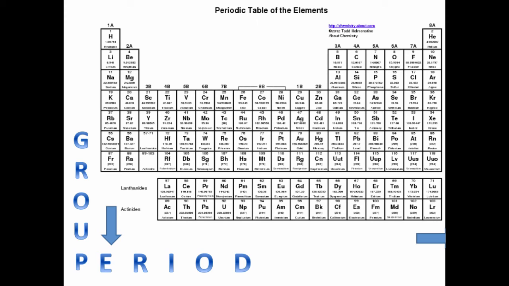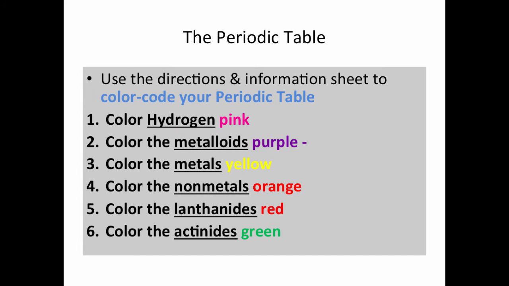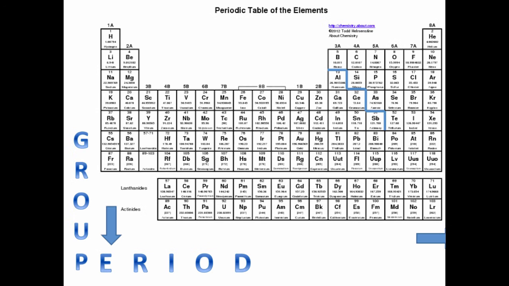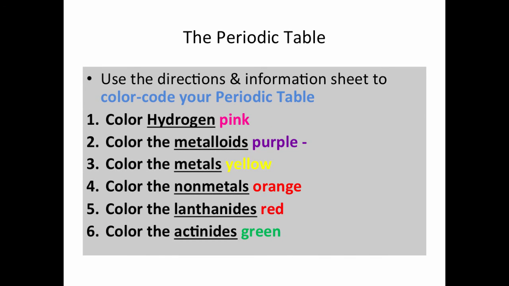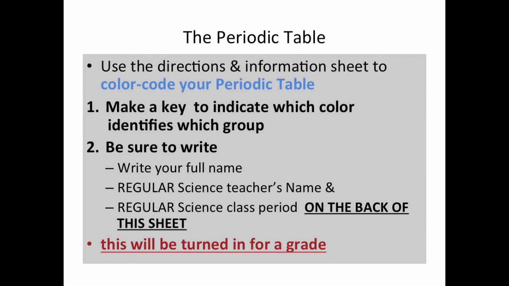Remember, groups are vertical, periods are horizontal. That's what this slide here is showing you. This line that was being formed there, let me go back to that slide. That line is separating the metalloids from the transition metals. I'm going to skip through this very quickly as we did this in class.